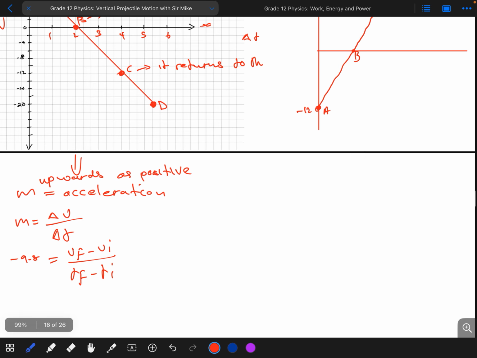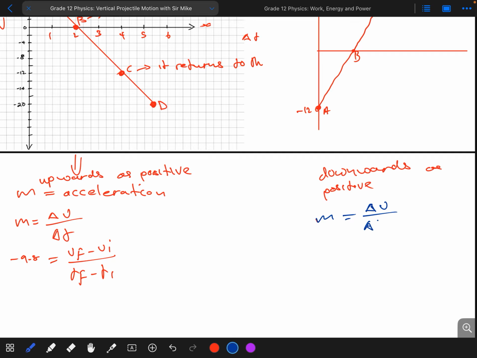And according to this graph, if we had taken downwards as positive, let me just take another color there, the gradient is equal to the change in velocity divided by the change in time.